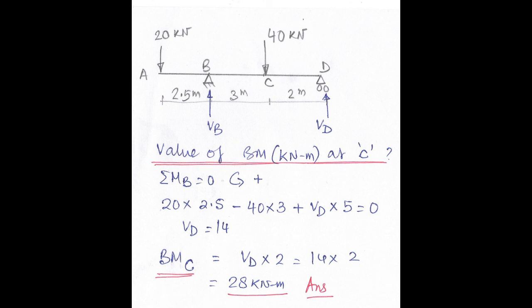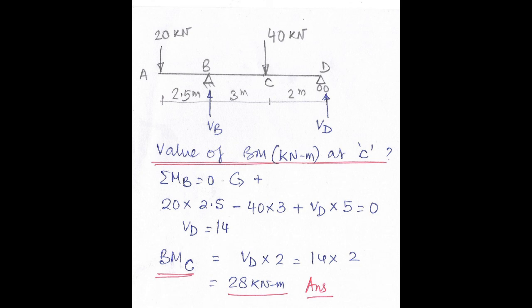Now we will apply over here the equilibrium equation and the moment equation. What is the moment equation? We will be taking moment at the point B, that is summation of moment at the point B equal to 0, and we are following over here anti-clockwise is positive. So the equation is, from the left hand side we are starting, 20 multiplied by 2.5, that will create anti-clockwise moment, so positive. Then 40 kilonewton into 3, that will be in the clockwise, hence it is minus.